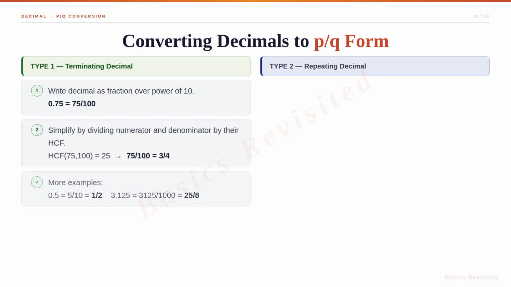More examples. 0.5 equals 5 over 10, which simplifies to 1 over 2. And 3.125 equals 3125 over 1000, which simplifies to 25 over 8.